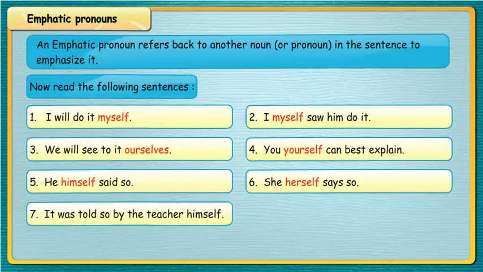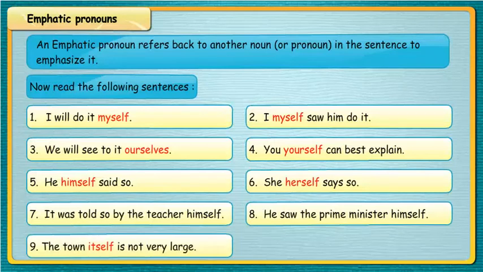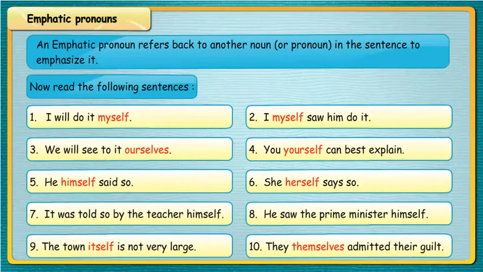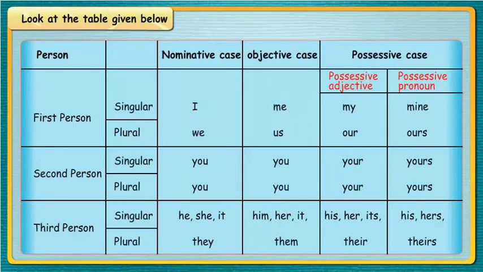It was told so by the teacher himself. He saw the Prime Minister himself. The town itself is not very large. They themselves admitted their guilt. Look at the table given below. Person, nominative case, objective case, possessive case, possessive adjective, possessive pronoun. First person, singular, I, me, my, mine.